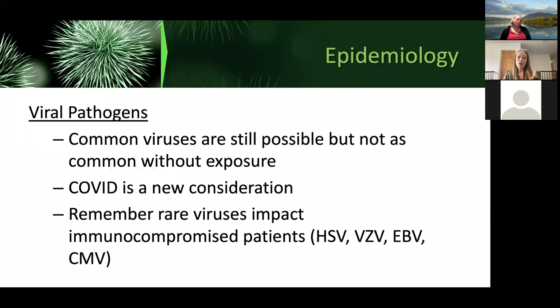And then viral pathogens are certainly out there, but often these are cases where we don't find or localize a pathogen. So the common respiratory illnesses, influenza, COVID is a new consideration. Certainly lots of patients present with a fever, it turns out to be COVID, and they happen to be neutropenic at the same time. But do remember that rare viruses impact our immunocompromised patients. And by definition, these patients are immunocompromised. So active or disseminated HSV, VZV infections, EBV, CMV are all things to consider when you're doing your exam, making sure you're doing a thorough skin examination for vesicles and that sort of thing.